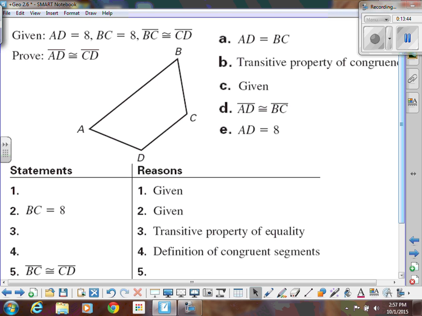All right, so let's do a two-column proof. This is a fill-in-the-blank kind of proof. So we're going to try to figure out, someone has worked out part of this, and we're going to try to follow their logic. So let's look at this diagram together first. So given AD is 8, so this segment is 8, and BC is 8. And then they say BC is congruent to CD. So we're trying to prove that AD is congruent to CD.